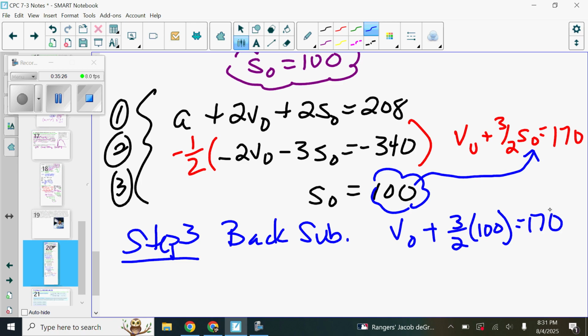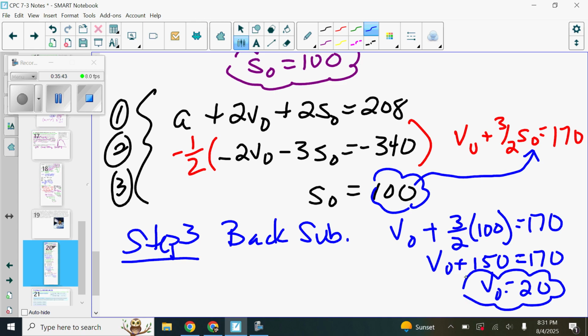So go ahead and take a moment to solve that, so you can see what that value should be. And it looks like that would be 150. So V0 looks like 20. And then we're going to back substitute again.